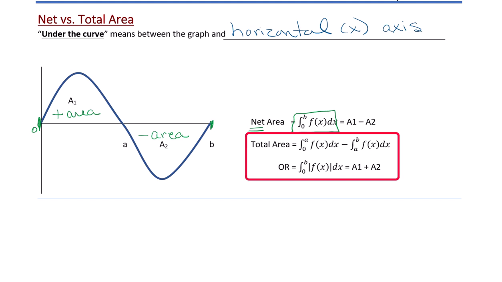If, however, they don't care about the positive and negative, they just want the total area, we would have to split it up. The positive area we can do as is, all the way from 0 to A, but then we'd have to subtract the negative area from A to B. Remember, minus a negative equals a positive. We'd have a positive area minus a negative area. So basically that would add both of those together. Another way that we could do it is to take the integral of the absolute value, but that's only for using a calculator.